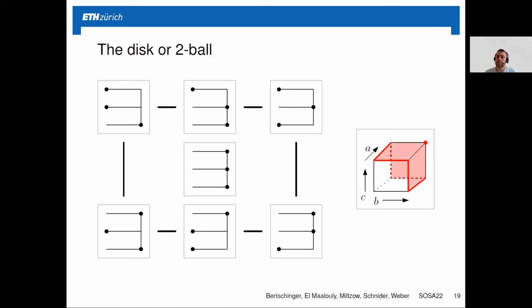And we also notice that all the solutions corresponding to the top face and all solutions corresponding to the behind face and the right face of this cube are indeed valid solutions to this grid. And we indeed get a 2-ball or a disk, respectively.